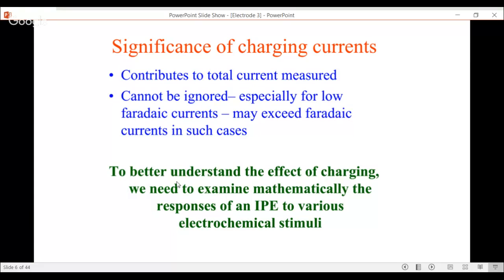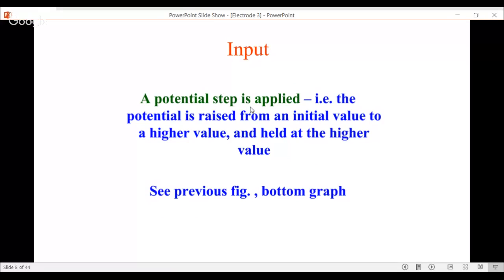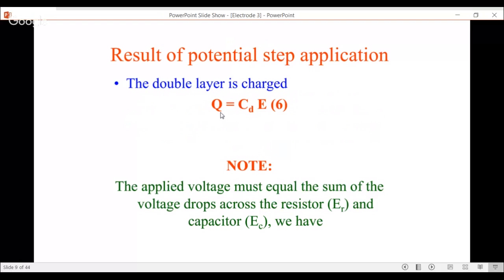To better understand the effect of charging, we need to examine mathematically the response of an ideally polarized electrode to various electrochemical stimuli. The ideally polarized electrode is a capacitor and a resistance in series. A potential step is applied. The potential is raised from an initial value to a higher value and held at that higher value. The double layer is charged accordingly. Q, the charge accumulated in the double layer, is capacitance into the applied voltage, and it must be equal to the sum of the voltage drops across the resistor and the capacitor.